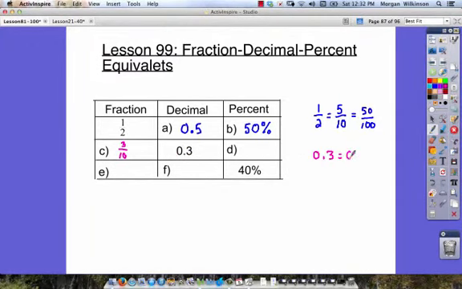Now 0.3 is the same thing as 0.30 or 30 hundredths. So we must have a percent of 30% because our percents are always out of 100. We're on to our last row.